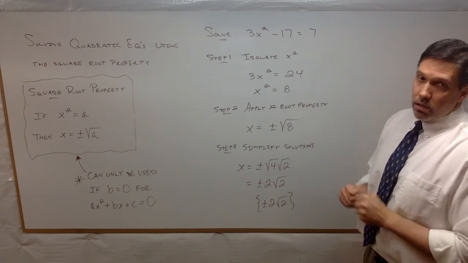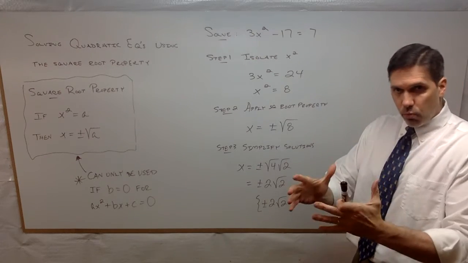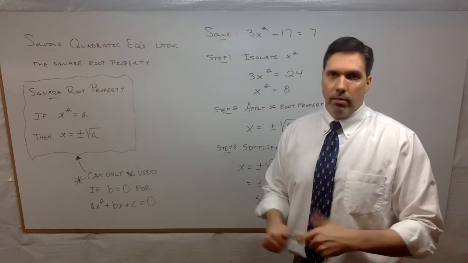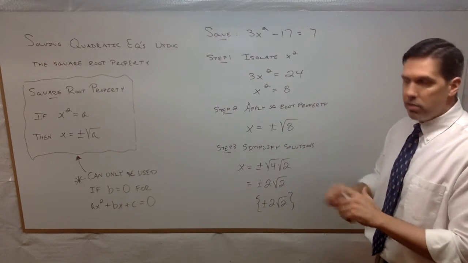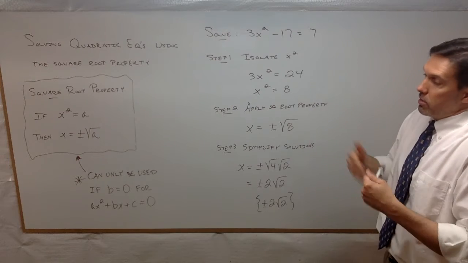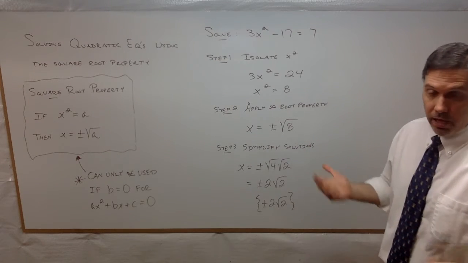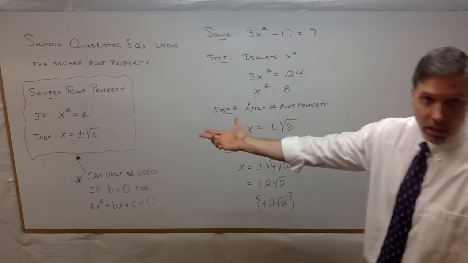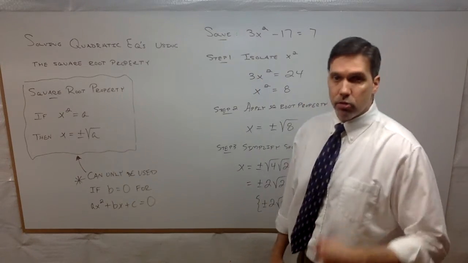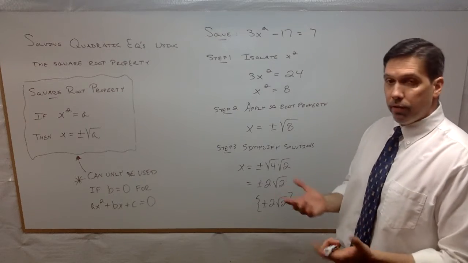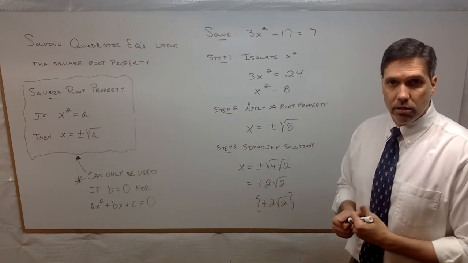Right? So, it's not like we can just say this one method we're always going to use. We want to kind of make our life as easy as possible, and sometimes methods just aren't, you can't use them. Square root property is one case. You better be missing your linear term. The b better be equal to 0 to use your square root property. If it is, that is good news. It's very easy to solve.